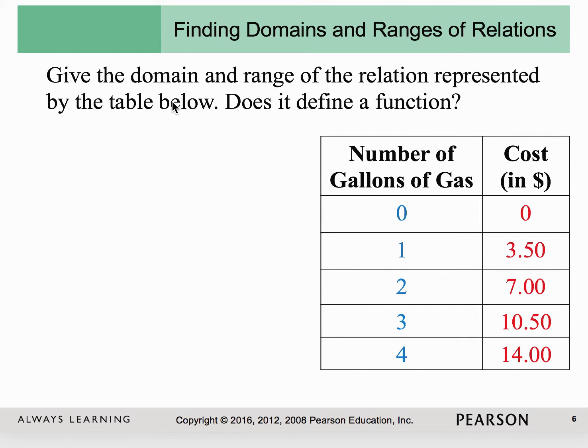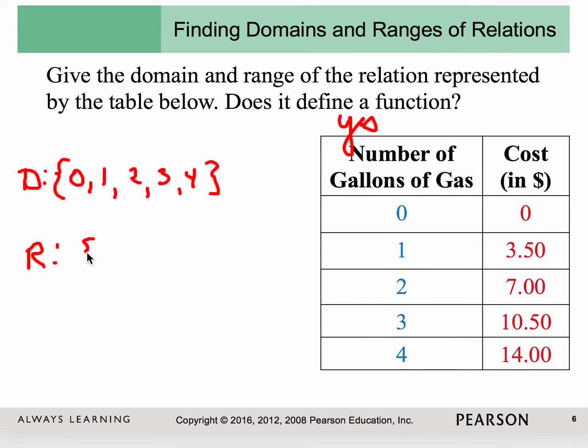So first of all, is it a function? Here's my first set, 0, 1, 2, 3, 4, as long as they're all different. Is it a function? Yes. Okay, give the domain and range. So the domain is simply the values in the first set, and the range is the values in the second set. That's all it is.